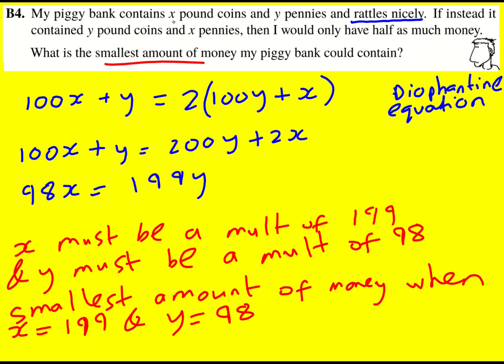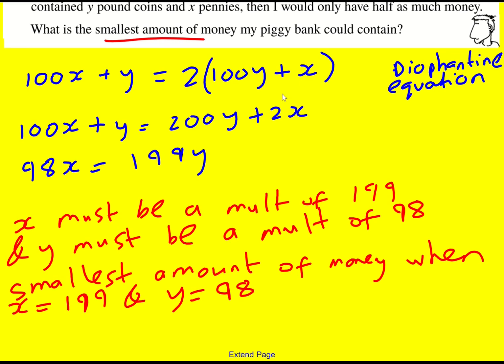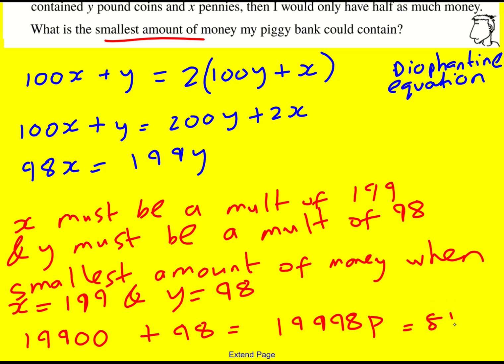So now I need to come back to here. Okay, so I had x pound coins and y pennies. So then I've got 199 times 100, so 19,900 pennies, plus my 98 pennies, which is going to be 19,998 pennies, which in pounds, let's change it to pounds, is going to be 199 pounds 98. That is our answer.